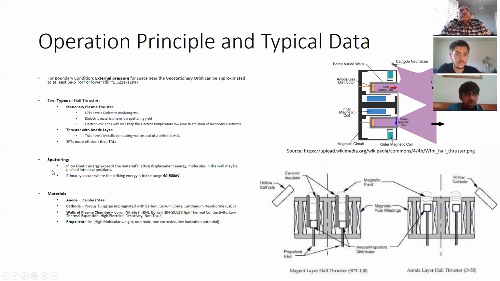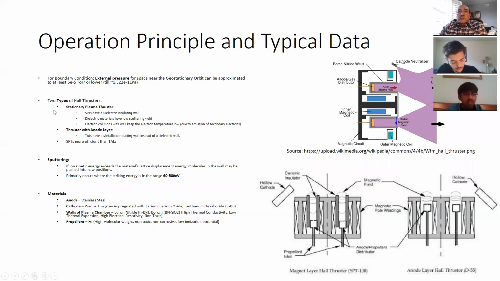A few more important things, especially for modeling. You can consider the external pressure, which in geostationary orbit is about 5 e to the minus 5, and for external space it can go all the way down to 1.3 e minus 11 Pascal. You can assume it to be in the range of 10 to the minus 6 to 10 to the minus 11 Pascal for modeling outer space, which is generally the outside of the ion thruster.